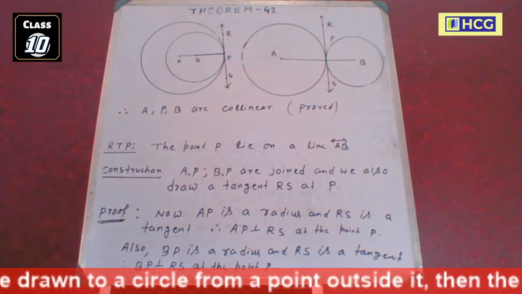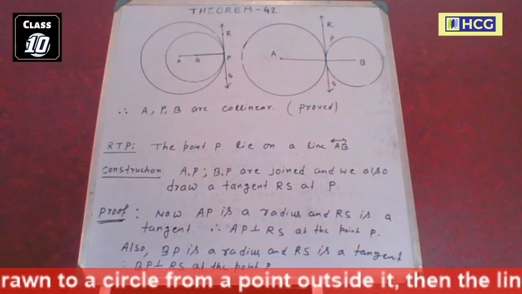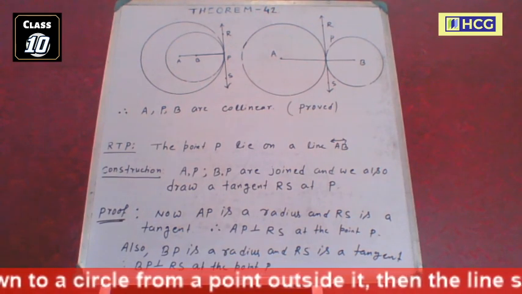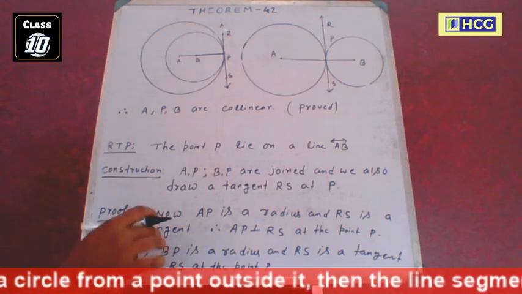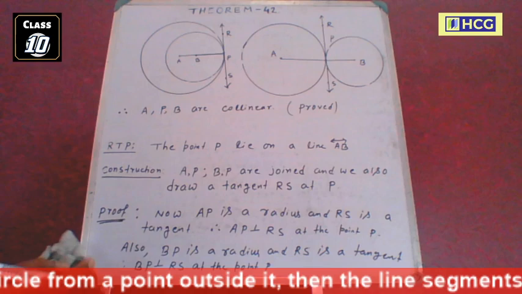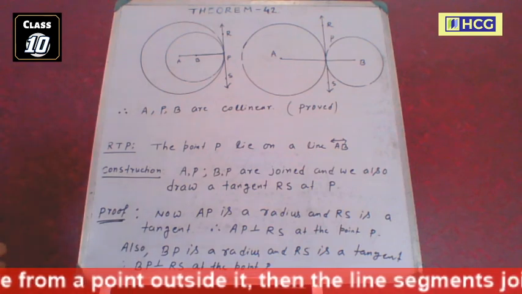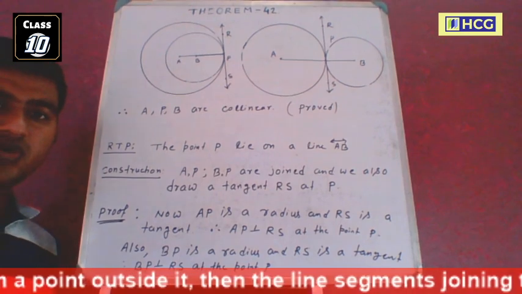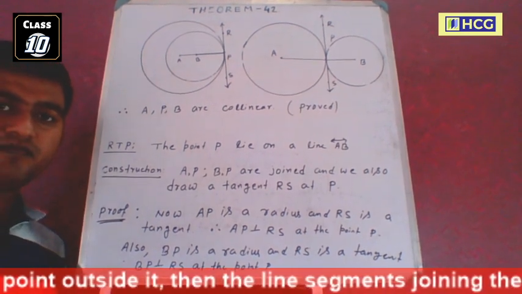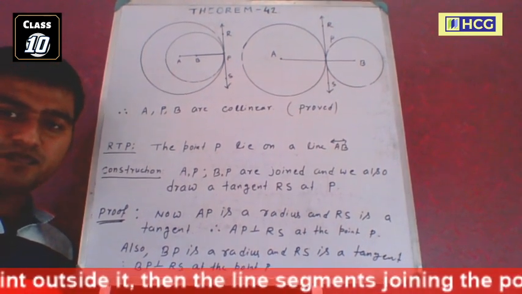AP and RS are perpendicular at the point P, and BP and RS are perpendicular at the point P. Two line segments are perpendicular at the same point, so therefore A, P, B are collinear. Prove the theorem. Now copy the theorem.